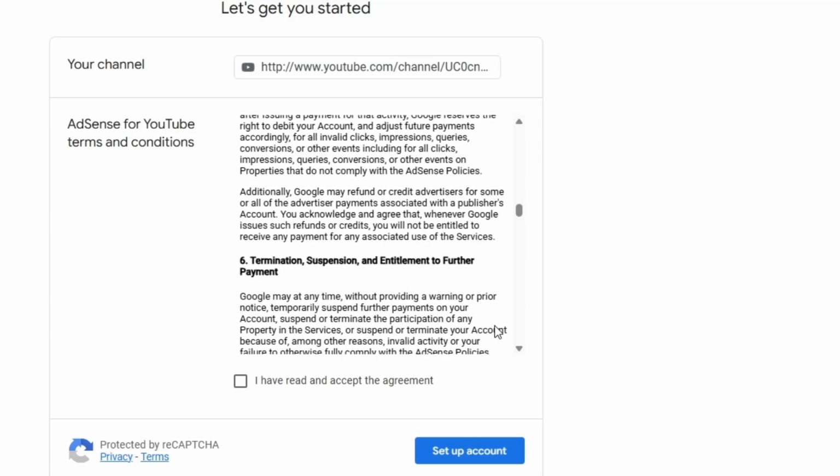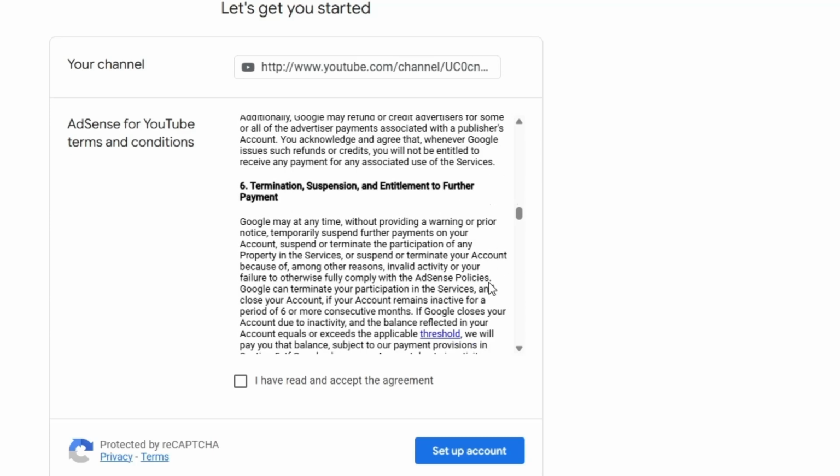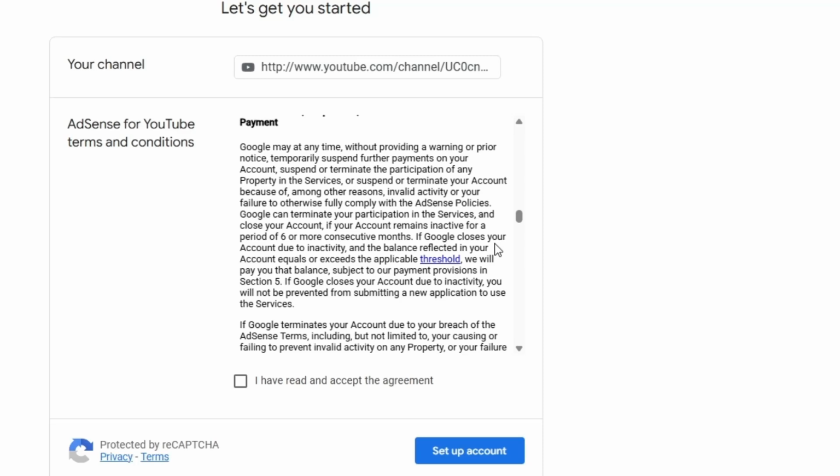6. Termination, suspension, and entitlement to further payment. Google may at any time, without providing a warning or prior notice, temporarily suspend further payments on your account, suspend or terminate the participation of any property in the services, or suspend or terminate your account because of, among other reasons, invalid activity or your failure to otherwise fully comply with the AdSense policies.